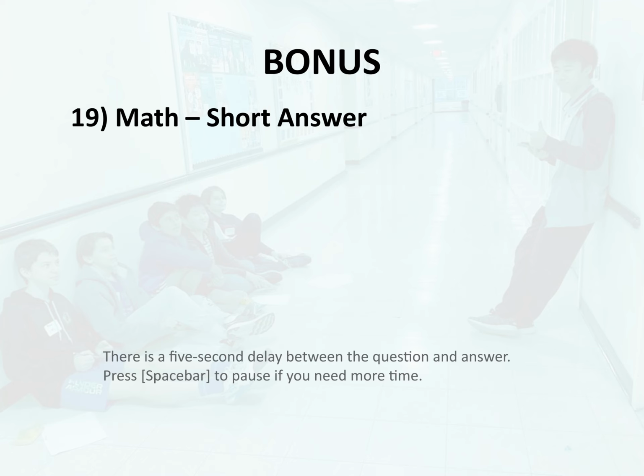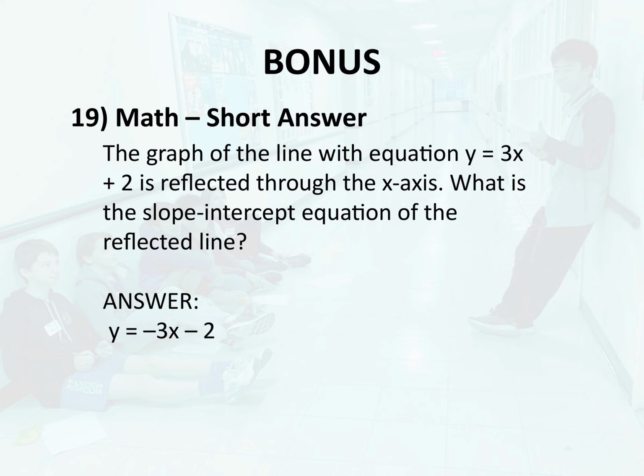Bonus 19. Math, short answer. The graph of the line with equation y equals 3x plus 2 is reflected through the x-axis. What is the slope-intercept equation of the reflected line? Answer: y equals negative 3x minus 2.